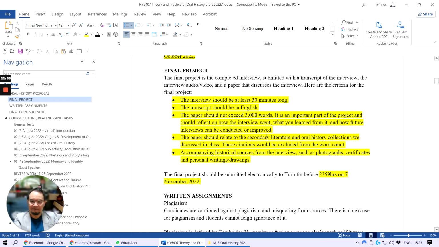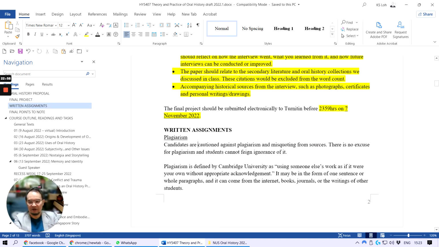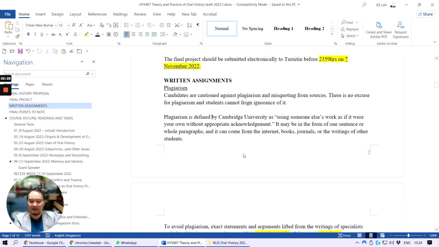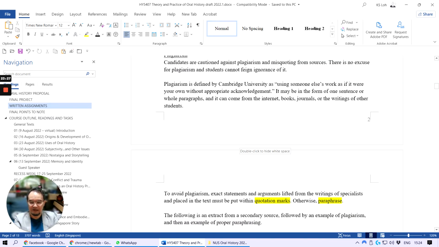Okay. Now this is a common thing that we all share in the humanities and social sciences and the history department as well. This is very important. NUS takes this very seriously, as do I. Plagiarism. All right, please do not plagiarize from others. You cannot say that you do not know. Ignorance is not an acceptable reason, because we have explained to you very clearly what plagiarism is and how to avoid it.